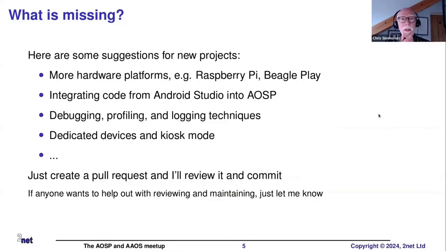So what is missing? The kind of things that I'm thinking would be applicable here: more hardware platforms, Raspberry Pi. Okay, I had hoped to have a README for Raspberry Pi, but I'm having a few problems with that. And I've spoken about this before. I will get the Raspberry Pi working, but I haven't quite got there yet. If somebody were to do the same thing for the Beagle Play, that would be great.